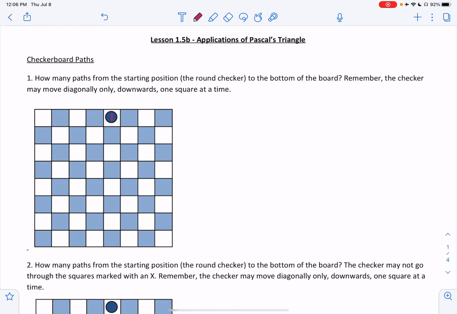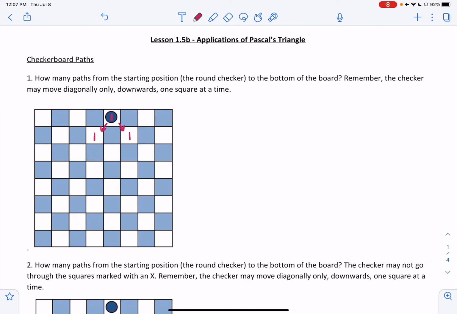So we're starting right here. There's only one way to get to that spot because that is our starting spot. Now we can only move diagonally in a downward motion. So from here, I could go this way or this way. There's only one way to get here and one way to get here. Already you can start to see Pascal's triangle forming.